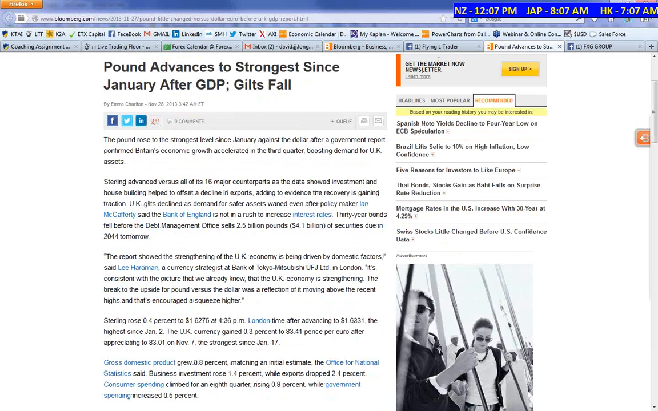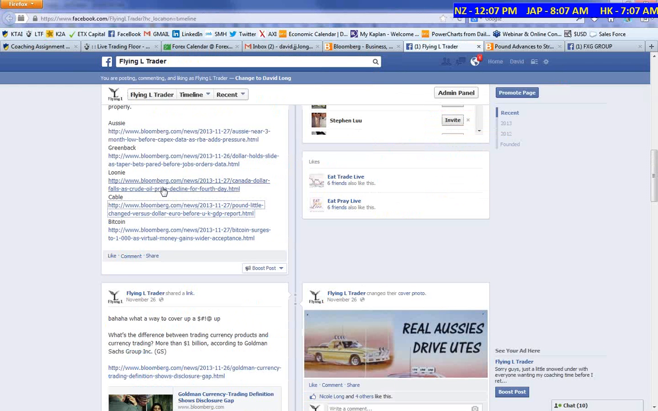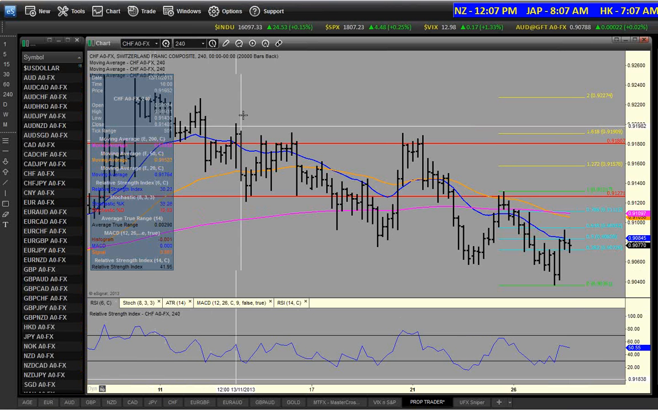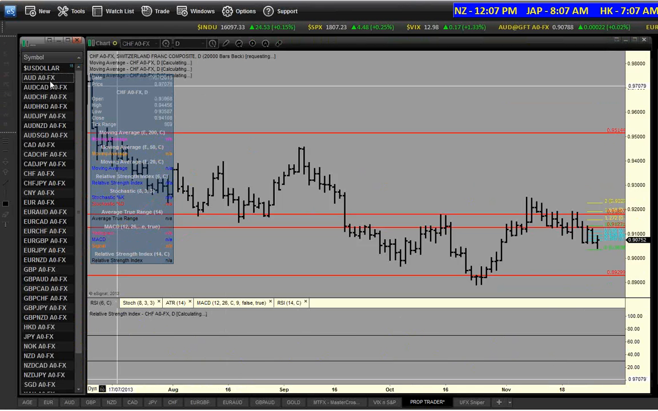Anyway, so that's the pound. Loonie, oil is still declining. Dollar is still sort of going sideways, and yeah, Aussie still bearish. So all that sentiment is still there, and we'll see that in price as we go through the charts.